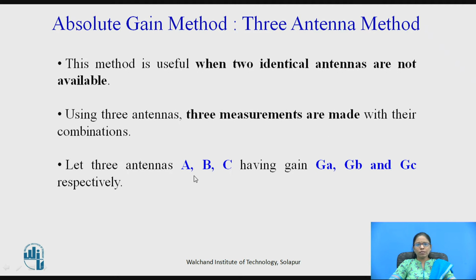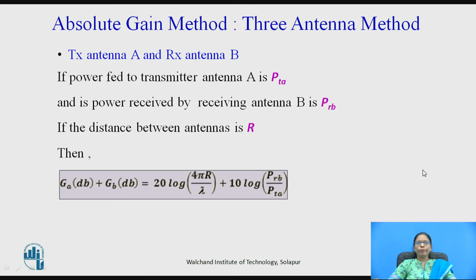If I assume the antennas as A, B and C and their gains as GA, GB and GC respectively, and I consider that I have used the transmitting antenna as A and the receiving antenna as B, then the power fed to the transmitter is called PTA, because it is for antenna A, and the power received by antenna B can be PRB. And if I assume that the distance between transmitter and receiver is R, then I can write GA plus GB is 20 log 4 pi R upon lambda plus 10 log PRB upon PRA. This is the equation for the sum of the transmitting and receiving antenna gains.